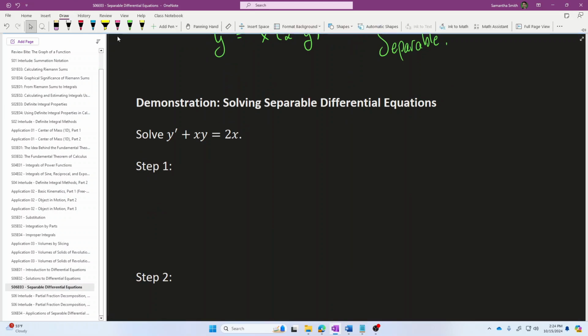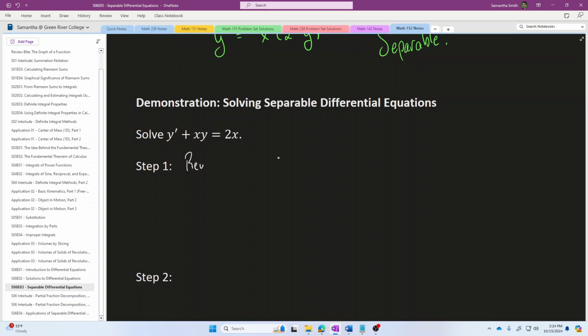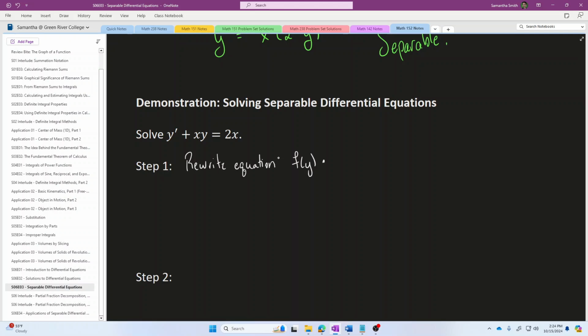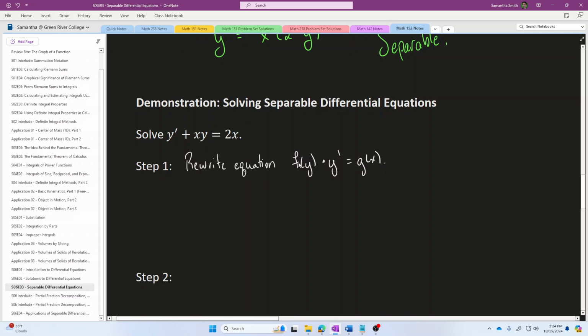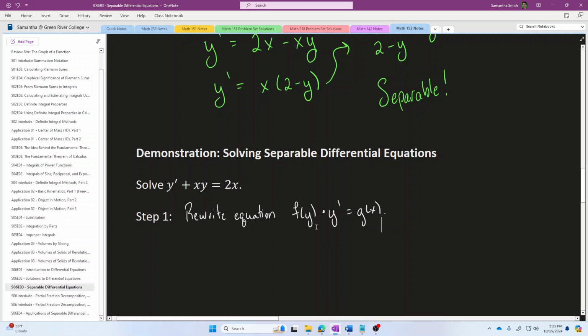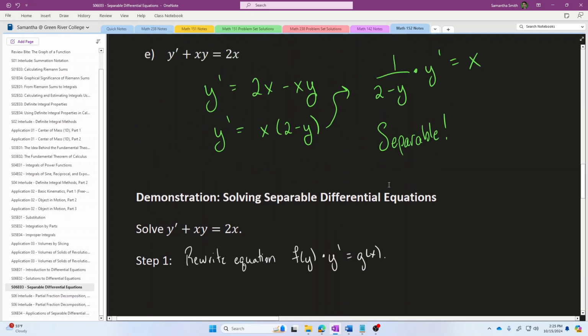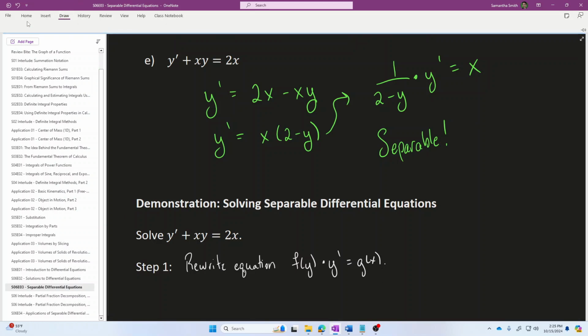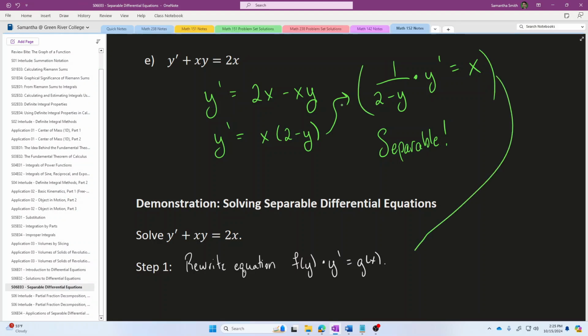So step number 1 of the process is, if you haven't done so already, rewrite the equation in the standard format of f of y times y prime equals g of x. You have to do this anyway if you're checking to see if the equation is even separable in the first place. So if your equation is not in that format already, just go ahead and put it in that format. So we did that work upstairs in this particular example. I will bring it down here.